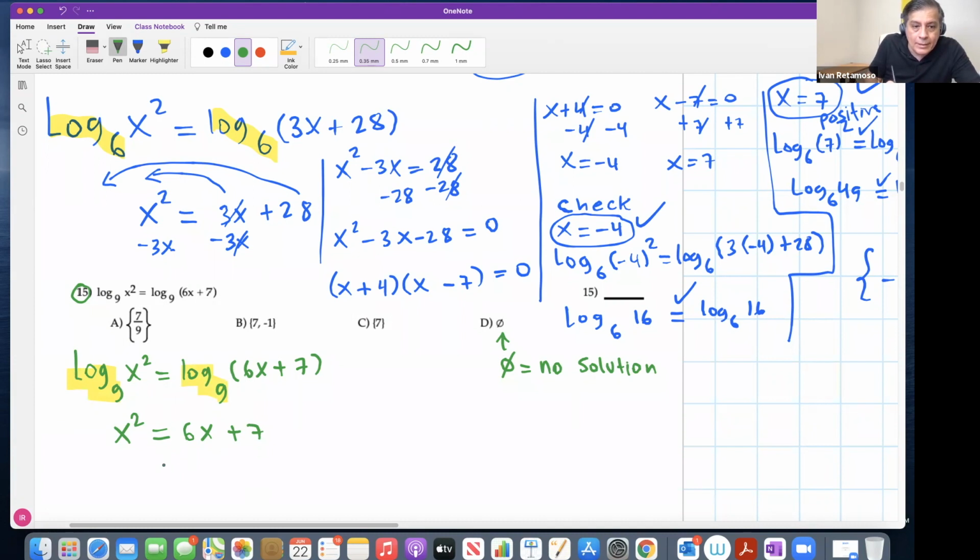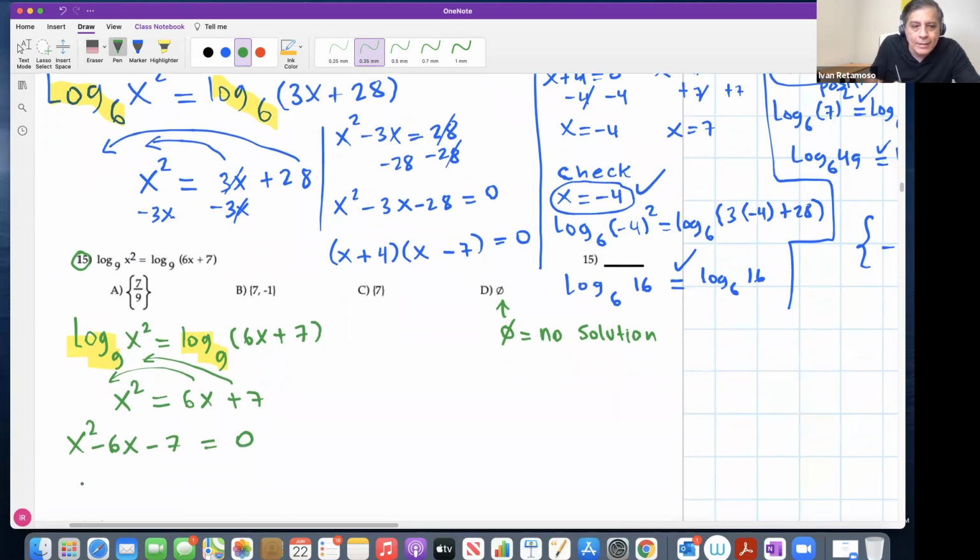All right, so setting these equal, remember, when you transpose this to the other side, and this to the other side, you're going to get x squared minus 6x minus 7 equals 0. Subtracting 6x on both sides, subtracting 7 on both sides. Great. Just like we did before.